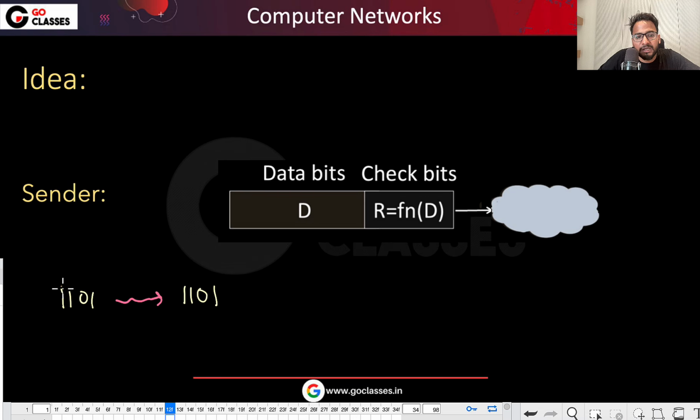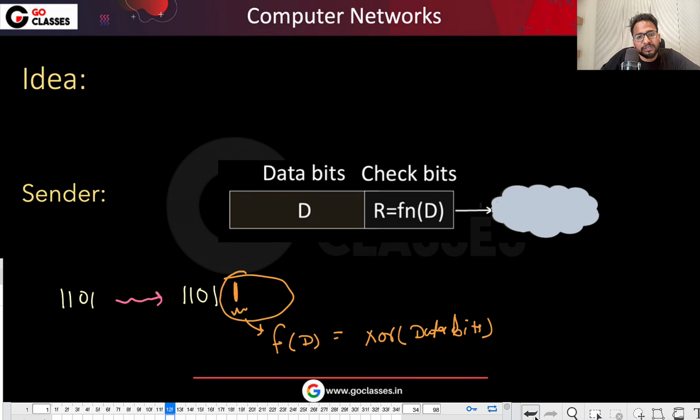Maybe the function is saying to OR everything. If you OR everything, this is basically 1 or 1 or 0 or 1, then 1 will come, right? So this is a function of your data, which is the OR of your data bits. Something like this. You are calculating some check bit. We are calling it check bits. It could be multiple bits. Let's suppose the second bit could be 0, which is coming out. Let's suppose you are doing an AND operation of all of this. If you do AND of all of this, then you will get something like this.